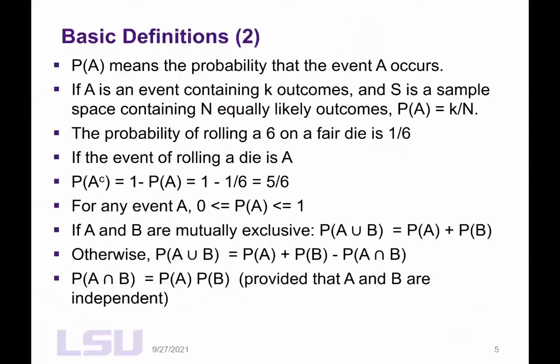Okay, some basic definitions. P(A) is the probability of A. It's the probability that event A occurs. A is an event that contains K outcomes, so the number of outcomes is K. S is the sample space, which we said could be head or tail, or 1 through 6 for tossing a coin and rolling a die respectively.